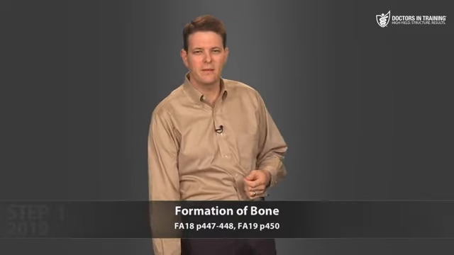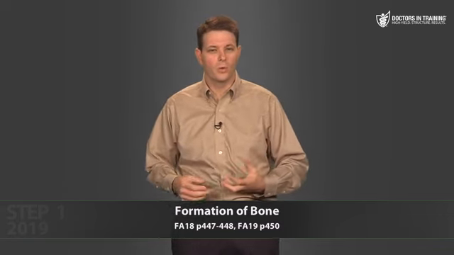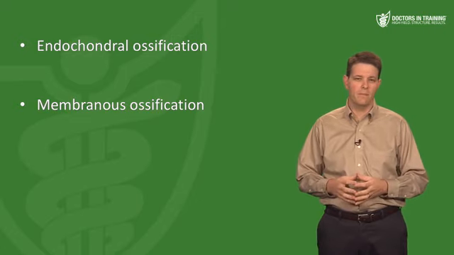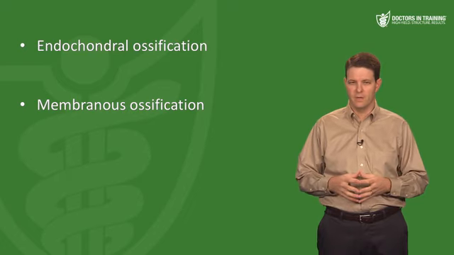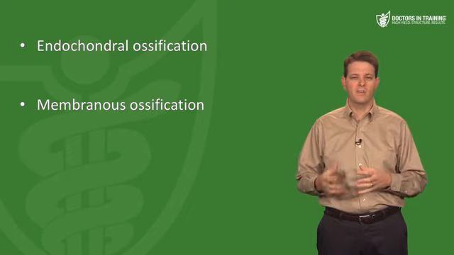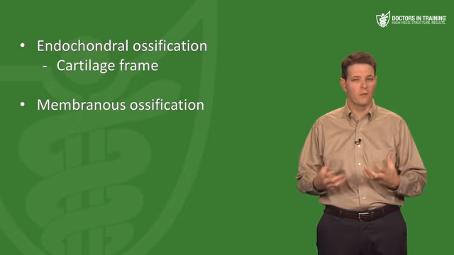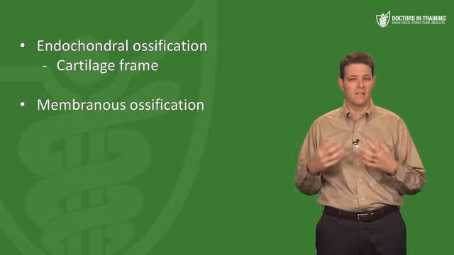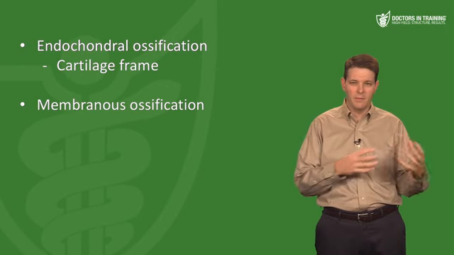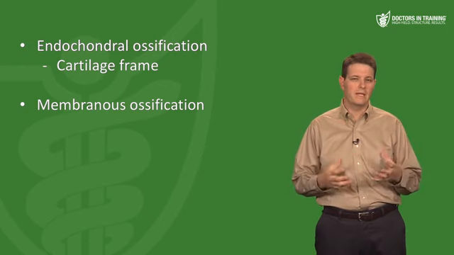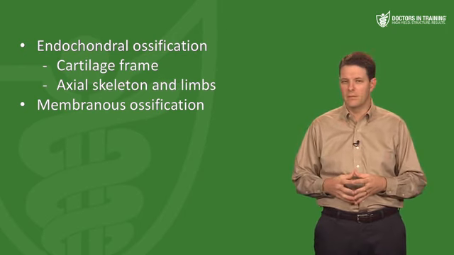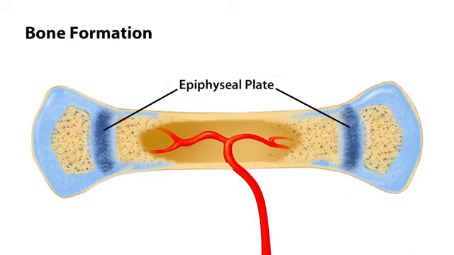Now, there are a couple of basic mechanisms by which bone is formed, which are called endochondral ossification and membranous ossification. Endochondral ossification is where chondrocytes lay down a cartilage frame for the bone first, and then the osteoblasts and osteoclasts come in and lay down the bone matrix later. This occurs mainly in the axial skeleton and in the limbs. And you know that children have epiphyseal plates on the ends of the long bones to allow the bones to lengthen. That's an example of endochondral ossification. Then sometime in adulthood, those plates fuse and the bones can't grow any longer.